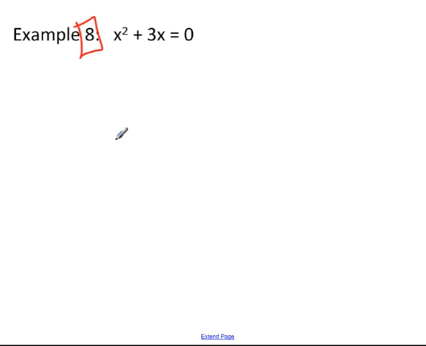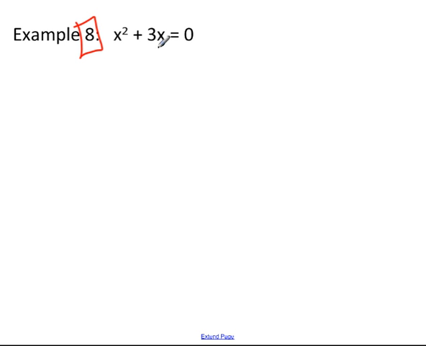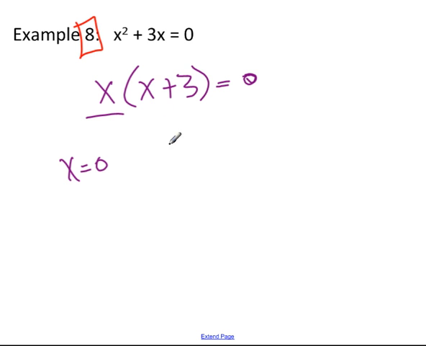Example number 8. Oh man, this is one of those ones that you look at it and you get a little confused, but once you realize, hey man, it's actually easier. What do these have in common? They both have an x in common. x plus 3 equals 0. Oh, well that's easy. Since this is all by itself here, that means x equals 0 over there. This one means x equals -3. So my two solutions, 0 and -3.